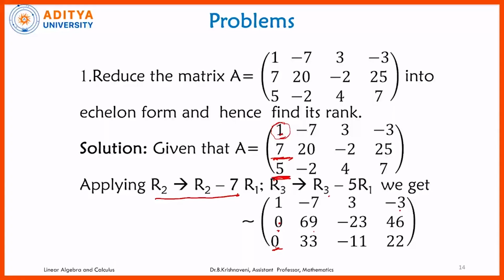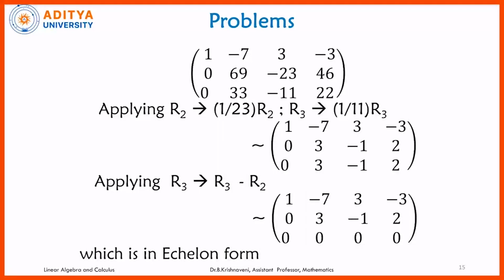Now what will be the next step? Next you need to fix the second row second element and make the elements below it zeros using row operations. The same matrix I have taken again in this slide. In order to make this a simple matrix, we have used these operations. In the R2 row, if you divide by 23, the row will become simple. Similarly for R3, if you divide by 11, the calculation will become easy.